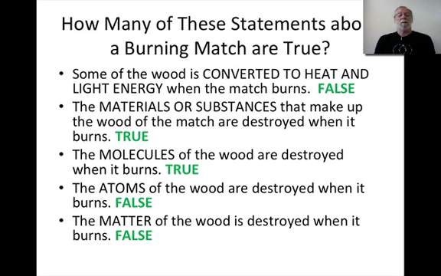The molecules of the wood are destroyed when it burns. This is also true. The molecules of cellulose and lignin have been broken up. They cease to exist. The atoms of the wood are destroyed when it burns. This is false. All the atoms are still there, just in different molecules. The matter of the wood is destroyed when it burns. This is also false. All of the matter is still there. It's just now in carbon dioxide and water and other substances rather than the wood itself.